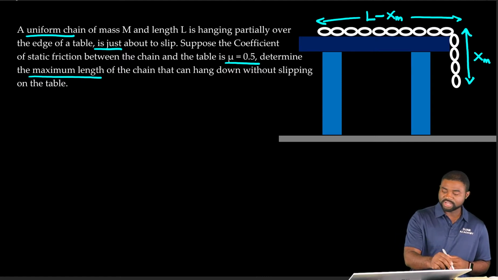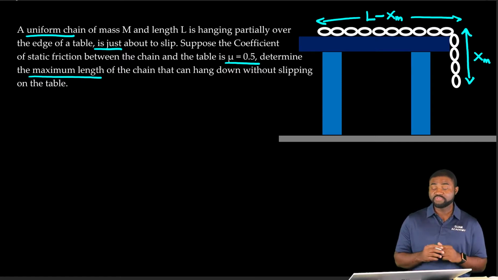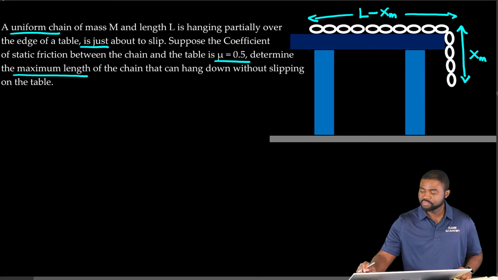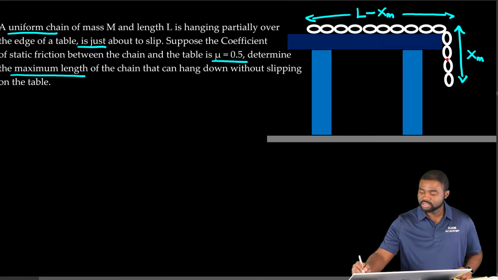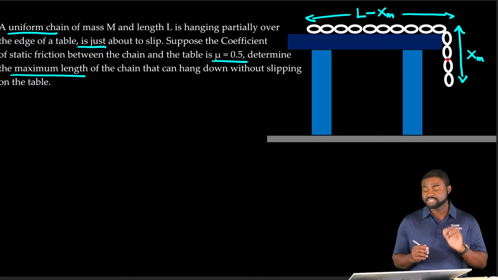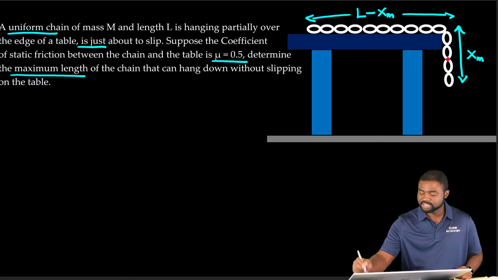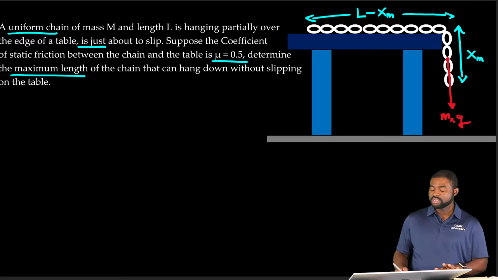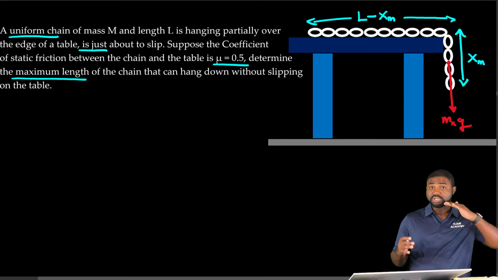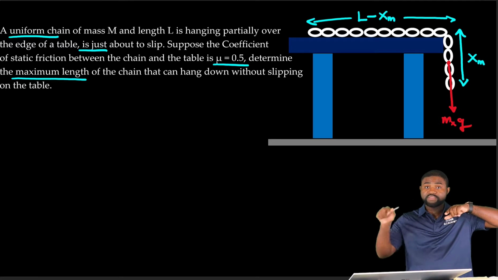The next thing that I would like for us to talk about will be the forces acting on the chain. Now on this side of the chain, we know that the chain is uniform, so the force will act at its center of gravity, which will be at the center. So the force acting downward is the weight of the chain. I'm going to call this MXg.